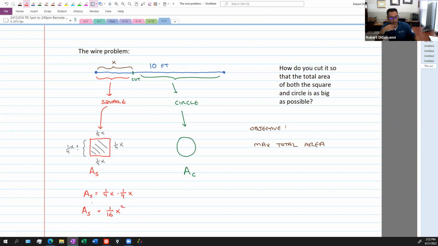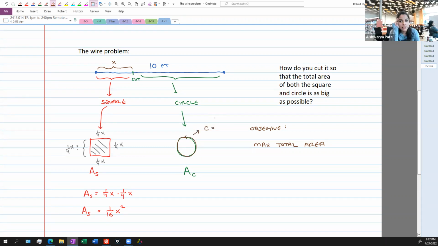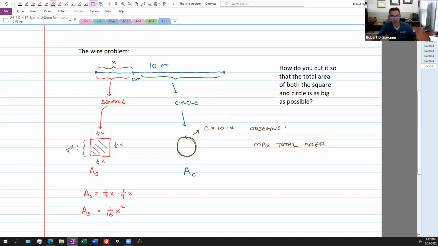Now, what about the area of the circle? This is harder because the only thing we know is the distance around it. What's the circumference of this thing? 10 minus X. That's whatever was left over after you cut, right? So to the left of the cut is X. Whatever's left over is 10 take away X.